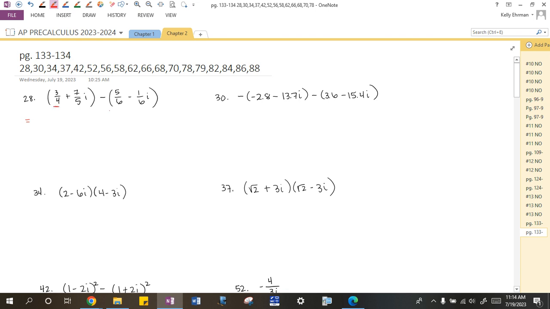So 3/4 minus 5/6, I need to get a common denominator, which is 12. So 3/4 becomes 9/12. 5/6 becomes 10/12. We'll do that math. And then for the 7/5 and 1/6, the common denominator is 30. So 42 over 30i, and then minus negative is going to be plus 5 over 30i.